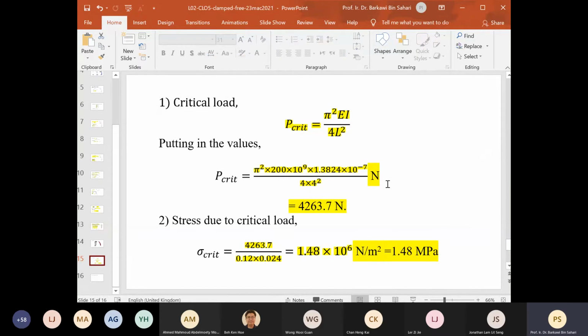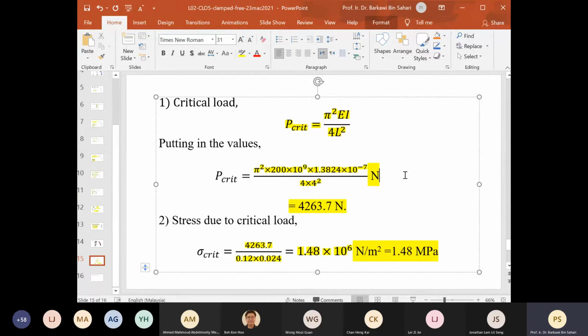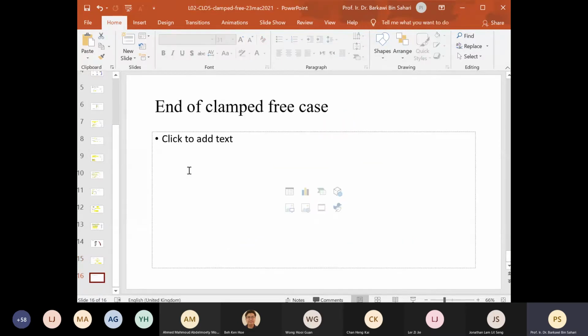So usually the load that we put in, or the column carries, should be less than P critical, and the stress due to that load should be less than yield stress. So that's the fail-safe design. Okay, so that's the end of the clamp-free case for the column analysis.